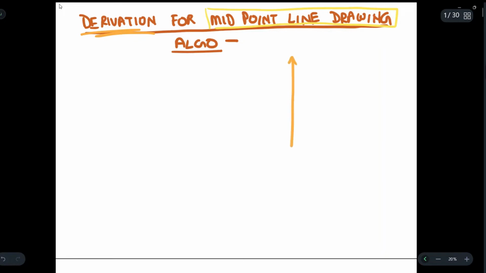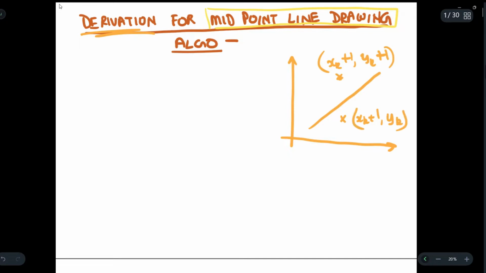First of all, we will draw the coordinate axis. Then we will draw the line that we have to find out. Then we will find 2 points, that is xk plus 1, yk plus 1, and similarly over here we will have xk plus 1, yk. And suppose this is the midpoint of the dotted line. Now over here we know that this point will be yk plus 1, this point will be yk, and this point will be xk plus 1.